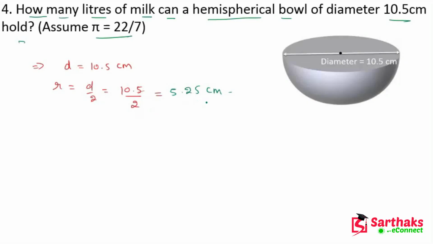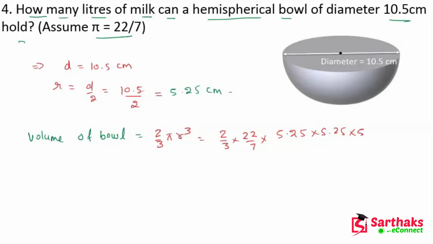So 5.25 centimeter is the radius of the hemispherical bowl. So the volume of the bowl is equal to, we know that the volume of a hemisphere is 2 upon 3 pi r cube. Got it? So we can write 2 upon 3 into 22 upon 7 into r, which is 5.25, so 5.25 into 5.25 into 5.25.